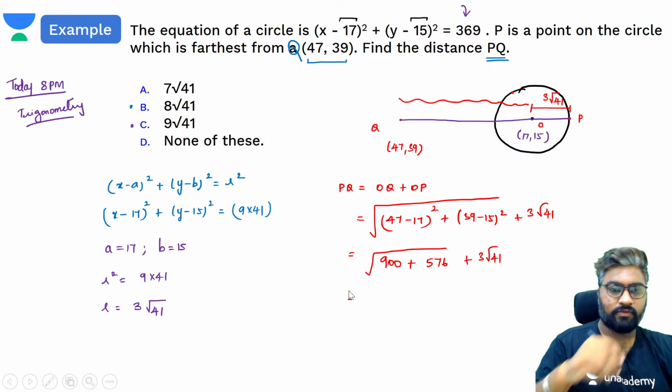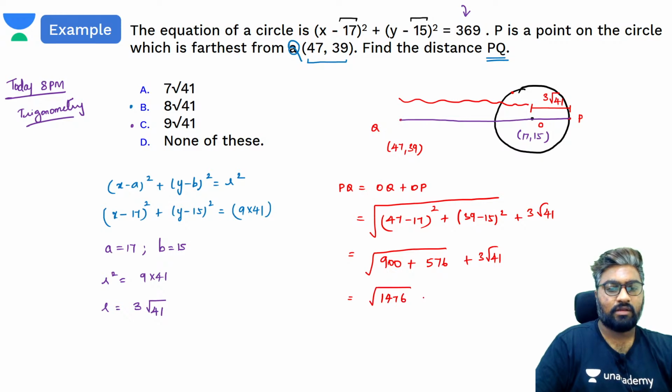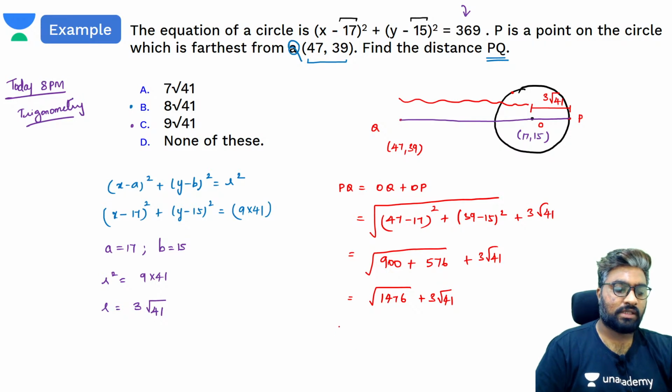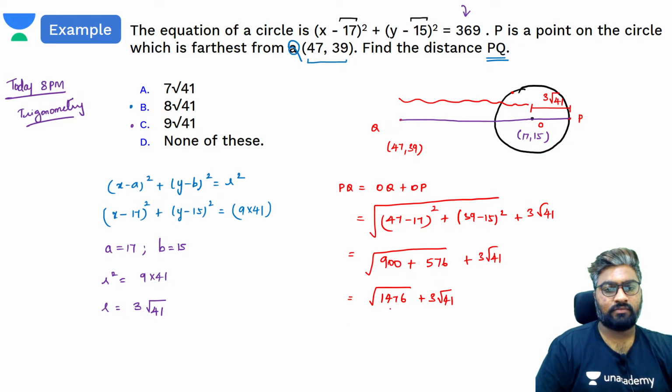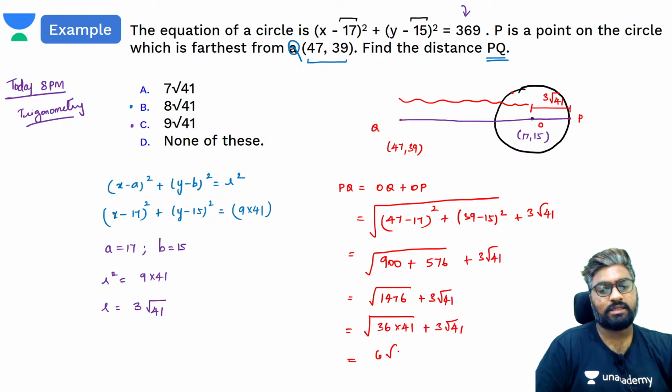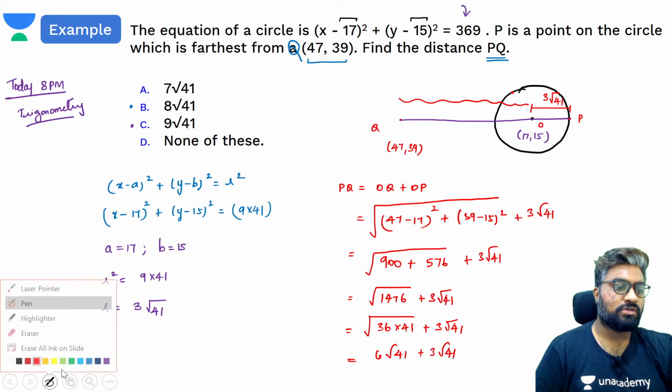How much is that? 1476. Root 1476 plus 3 root 41. Are you able to understand this, guys? Yes or no? So the square root of 1476, you can remove factors. 1476 is divisible by 3 as well as 2, so let's divide it by 6. You will get 246. 246 further is divisible by 6, 41 times. So this is 6 into 6, 36 into 41, root, plus 3 root 41, or this is nothing but 6 root 41 plus 3 root 41, which is equal to 9 root 41.